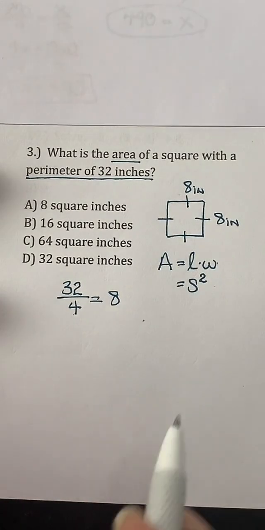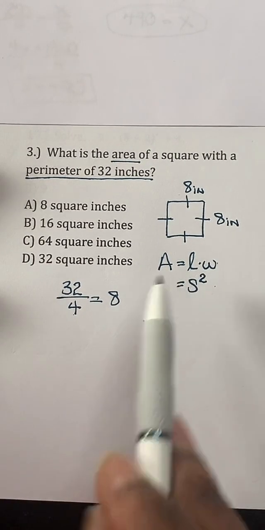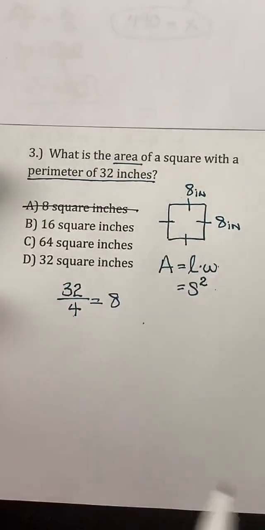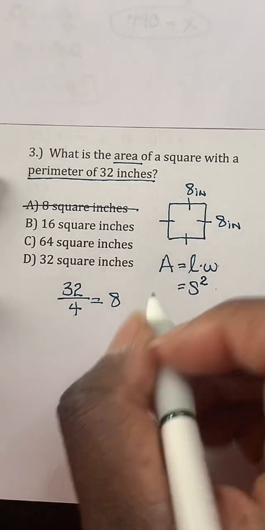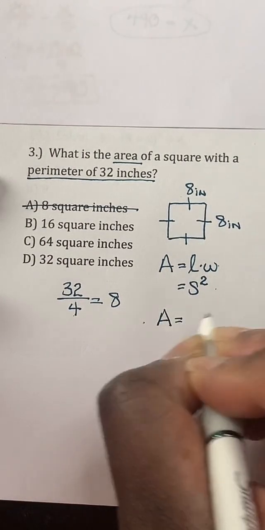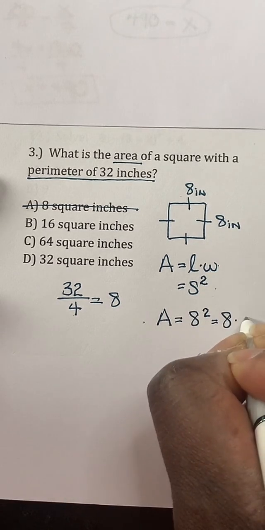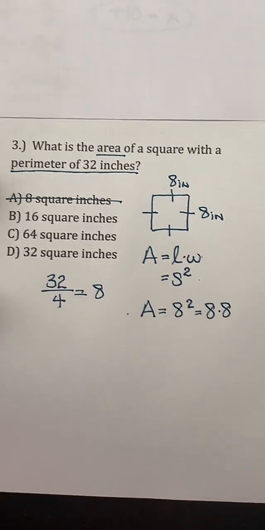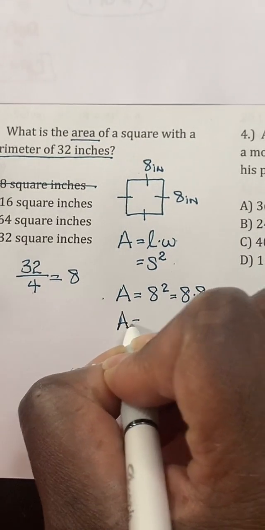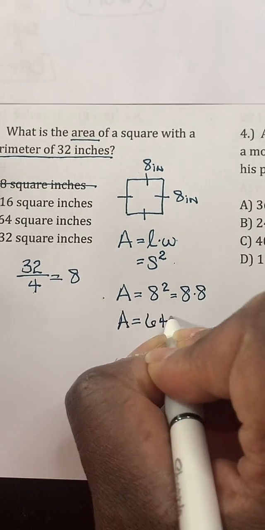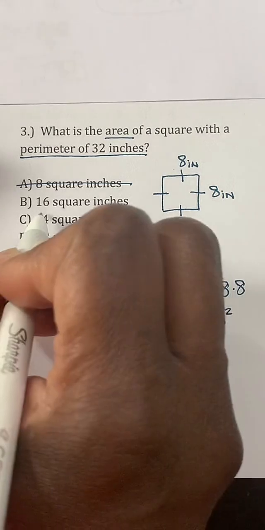But we don't want to know what one side is. We want to know the area. So that's why A is gone. We don't want to know what just one side is. We want to know the area. So as I said, the area is basically your side squared, or you can say the multiplication of your length times width. Either way, 8 times 8, 8 squared, gives you the same answer of 64 square inches. So your answer should be C.